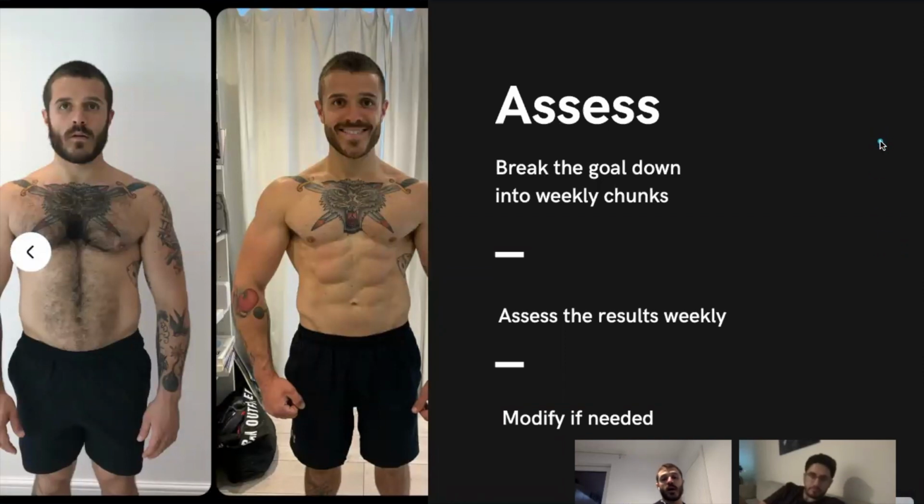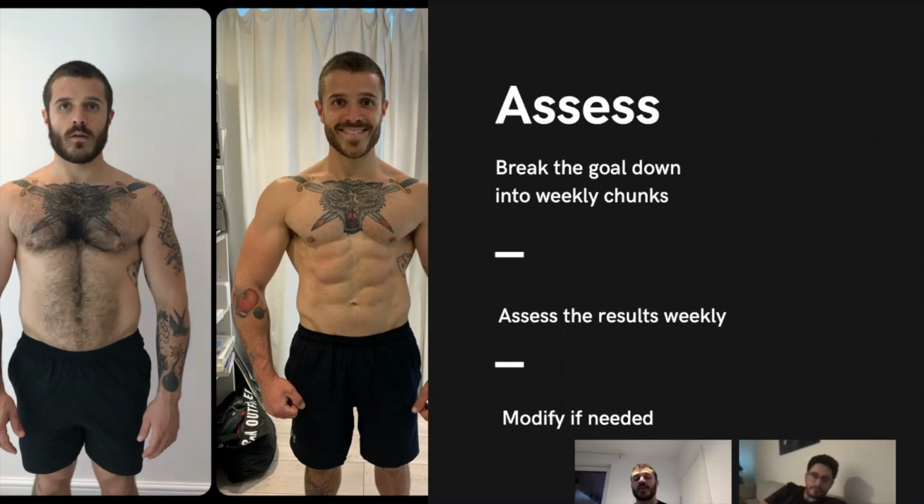And an important thing to do in the process is, of course, assessing, right? Again, if I was to set myself the goal of losing the fat by the 15th of February, I cannot wait for the 15th of February to check it. Did I do it? Did I make it? Because that might be too late.